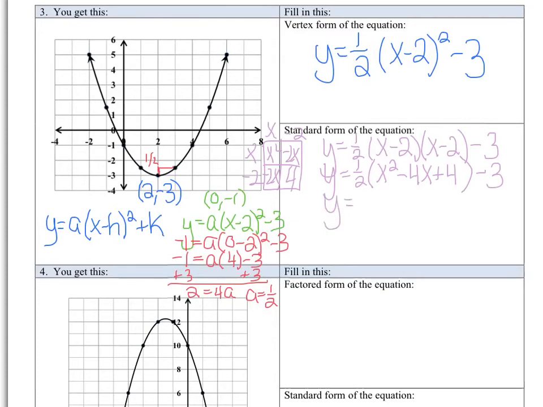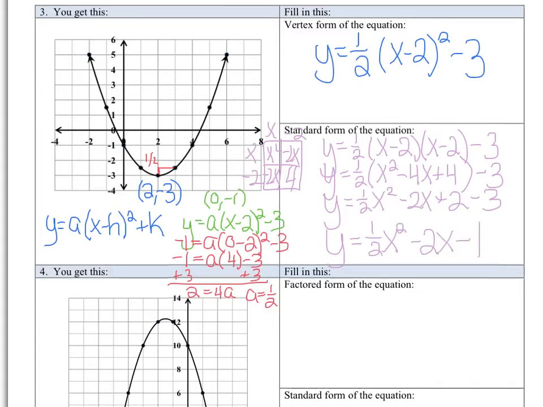Now, according to order of operations, I need to multiply out the 1/2. So I have 1/2 x squared. 1/2 times -4 is -2x. 1/2 times positive 4 is positive 2, and then I'm subtracting 3. So my final answer is going to be y equals 1/2 x squared minus 2x minus 1.